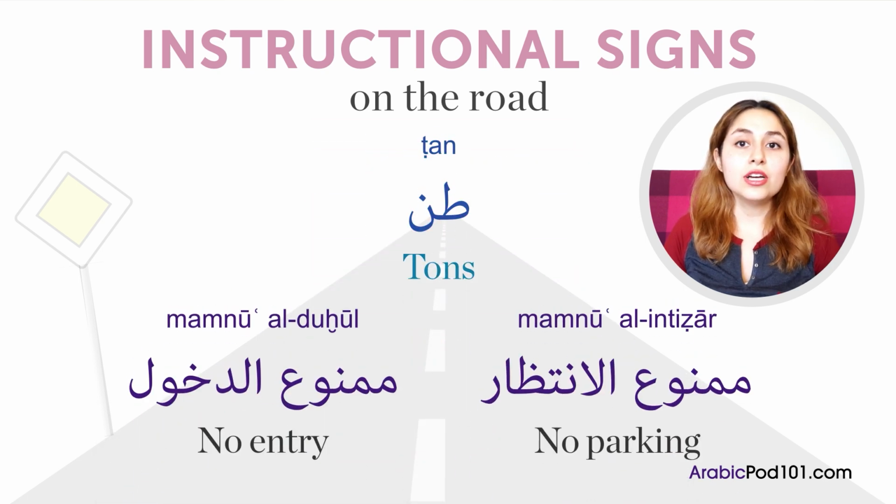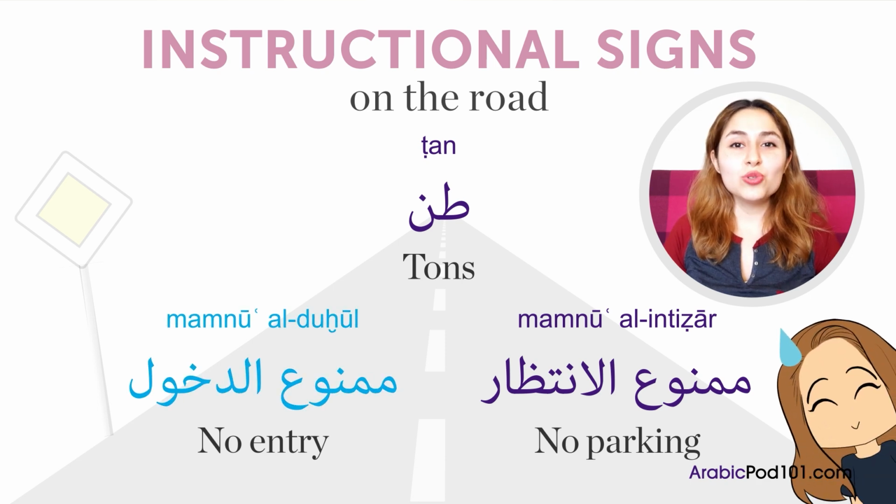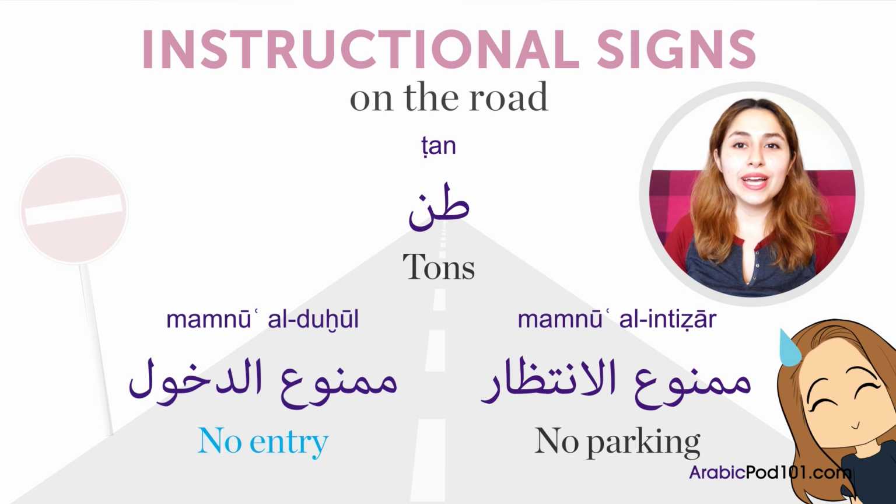طن, tons. This one is mainly for truck weight allowances. The number you will see next to ton is the maximum weight allowance on this road in ton. Lastly, we have two of the main reasons why people get tickets on the streets of Egypt. ممنوع الدخول, no entry, commonly used for one-way streets. ممنوع الانتظار, no parking, commonly found in front of exits, entrances, and around important buildings.